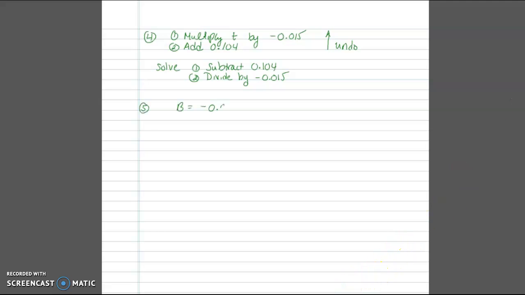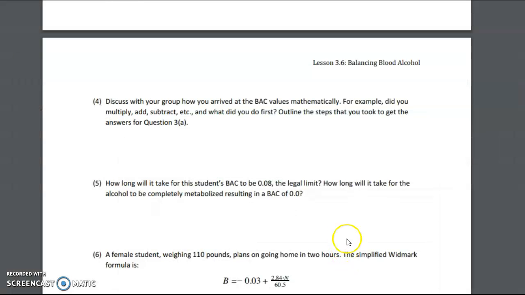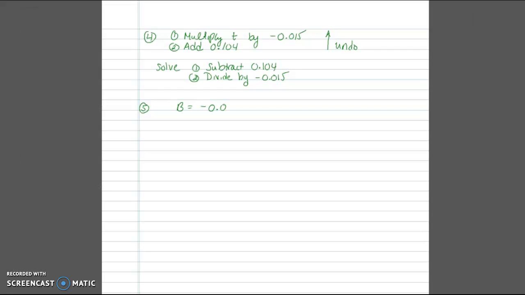All right, so for question 5, you were asked, for this male student, how long it would take for his blood alcohol content to be 0.08 and then 0.0. So we are looking for time now, and we are given the value for B. So I'm just going to start by again rewriting the formula, and I'm replacing B with 0.08. And I'm looking for t now, so I'm going to reverse the operations that were done to t. The first thing that I'm going to undo is the addition, and I'm going to do that by subtraction.